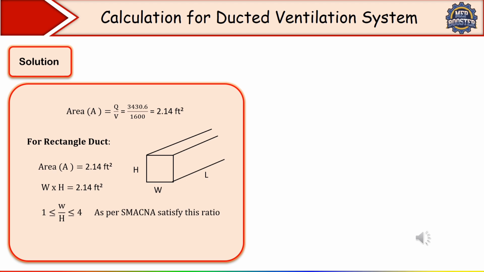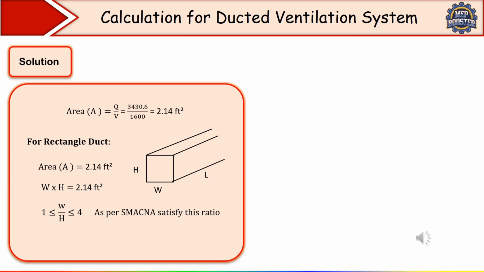It means suppose you have taken your width value and height value, when you do the ratio, your value will be between 1 to 4. Remember we have to satisfy this, but this condition is only for rectangular duct. As per SMACNA we have to satisfy this ratio. So here you have to assume the height. If you are doing a live project, at that time they will give you the height, how much height you have to take for your HVAC services. But here during calculation, you have to assume the height.